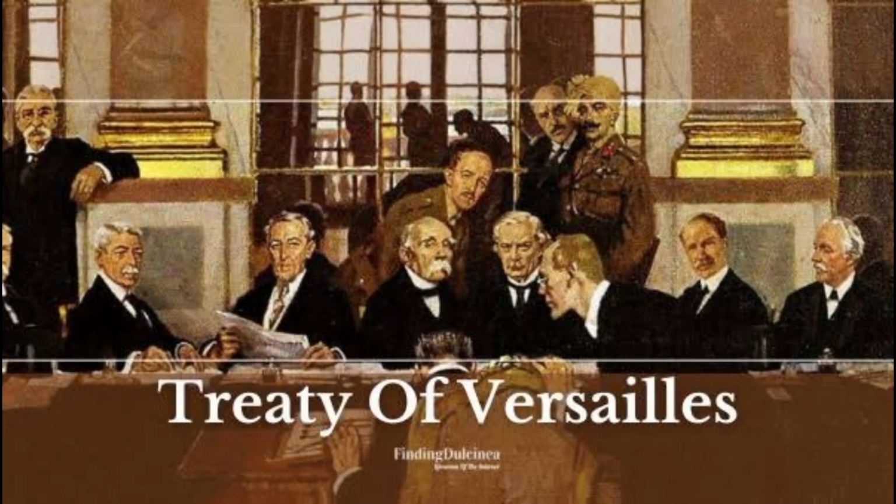Causes of World War II. Treaty of Versailles, 1919. The harsh conditions imposed on Germany after World War I led to resentment and economic hardships. The treaty demanded heavy reparations, territorial losses, and military restrictions.